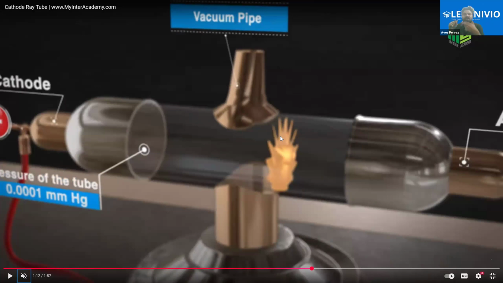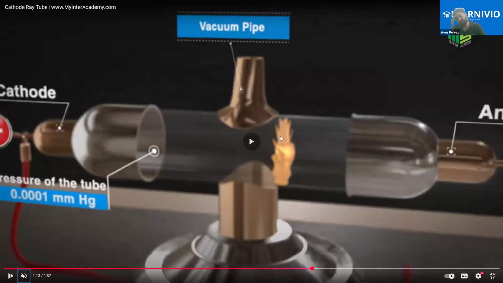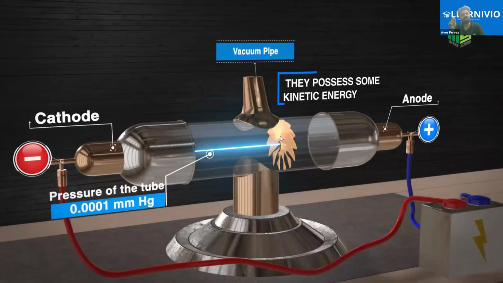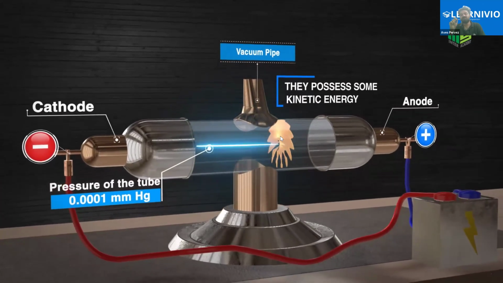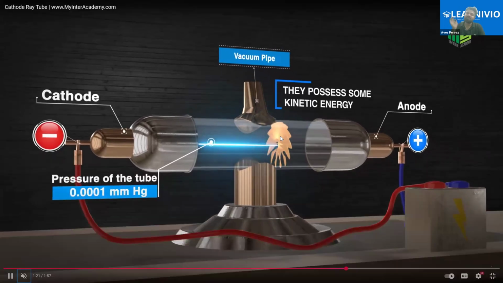Secondly, if a wheel is placed in the path of these rays, it makes the wheel rotate. What does it mean if it is able to rotate? Can you answer me? It means that the particles carry some mass, because particles can transfer their energy to another particle, another metal, another substance.